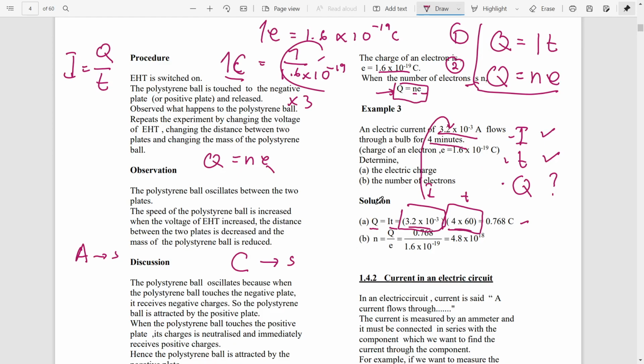Okay, next, part B, the number of electrons. For the number of electrons, you must know what the symbol is. It is N.